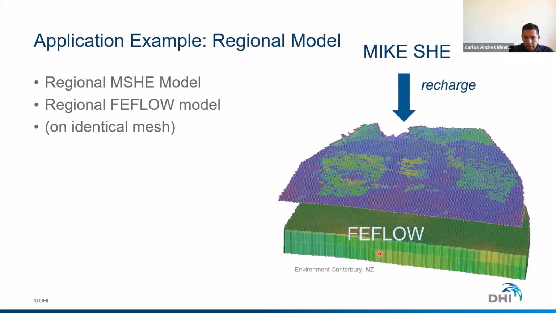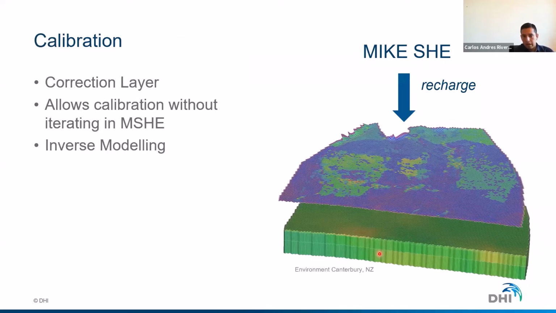As a small example from New Zealand, this is Environment Canterbury. Here we have two DHI models. We have a MIKE SHE model. This MIKE SHE model was used to accurately estimate the groundwater recharge. MIKE SHE is a catchment hydrological model, and below it we have our groundwater FEFLOW model. So typically, we will estimate recharge, pass the recharge to FEFLOW, run the model, and do our work concentrated on FEFLOW.